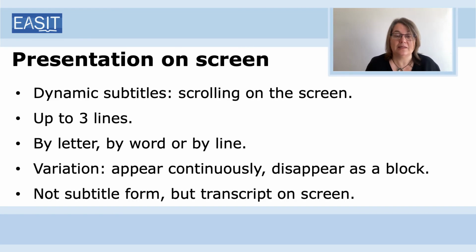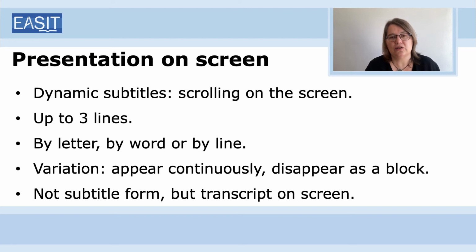Recorded subtitles usually appear as a block on screen. They are called block subtitles, pop-on subtitles, or pop-up subtitles. They appear on screen as a full subtitle and they disappear as a full subtitle. In live subtitling, this is not generally the case. Very often, live subtitles appear and disappear continuously.